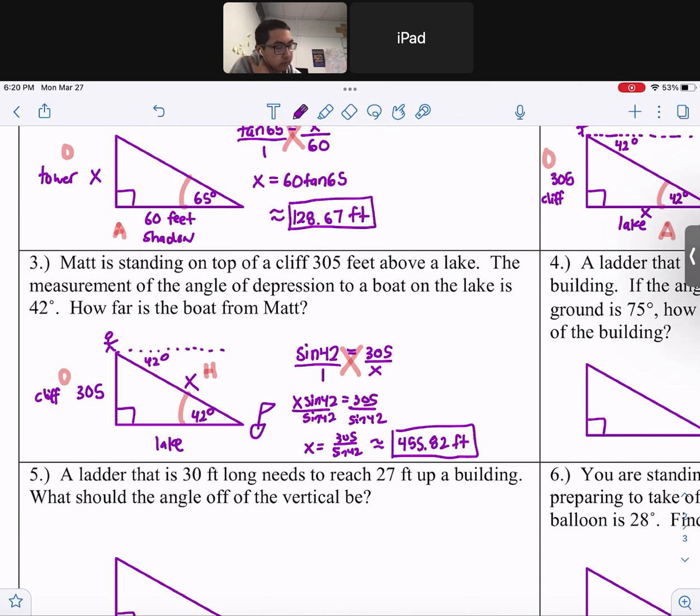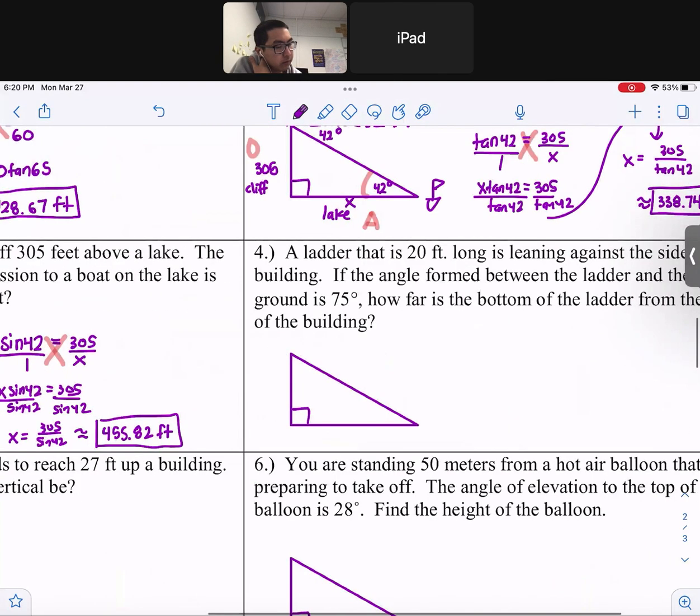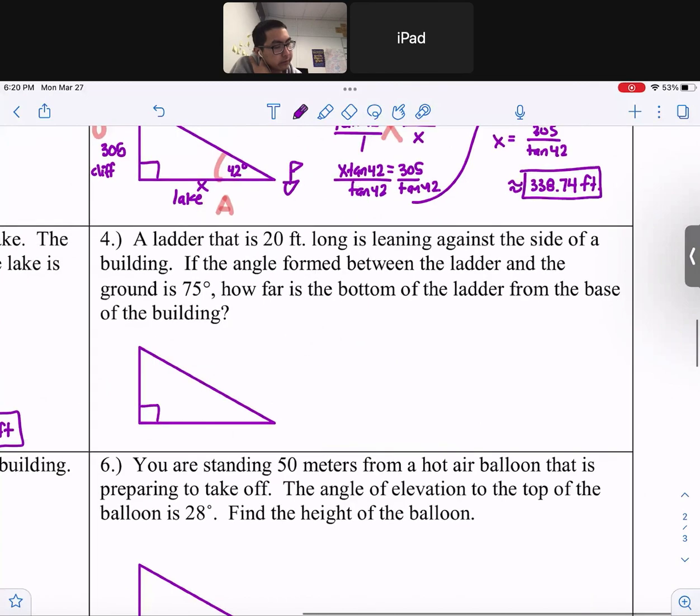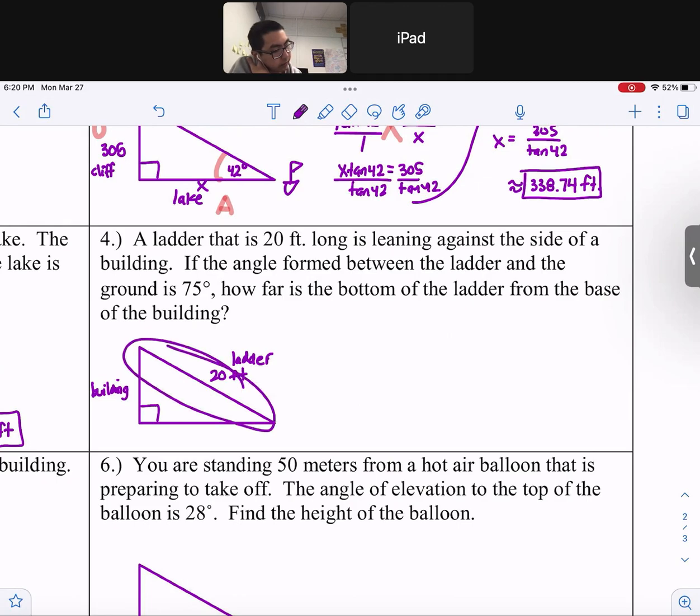Okay, so that's number 3. Number 4. Okay, a ladder that is 20 feet long is leaning against the side of a building. Here's the building, and this ladder is leaning against the building. So this is 20 feet long, right? If the angle formed between the ladder and the ground is 75 degrees.